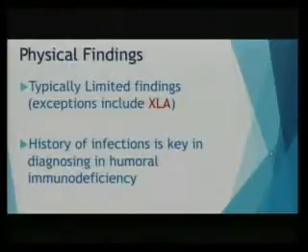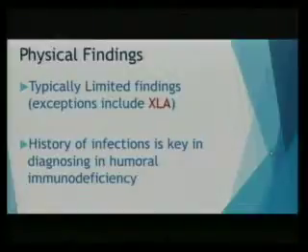But with antibody deficiencies, you typically don't find a lot of physical findings, and that's key. You have to remember that. So you're not going to get an easy tell just by looking at the baby when you see some type of noticeable defect. And so there's very typically limited findings, except for XLA, which we'll talk about in a little bit. But the main diagnosis is trying to get a really good history, and mainly their history of infections.